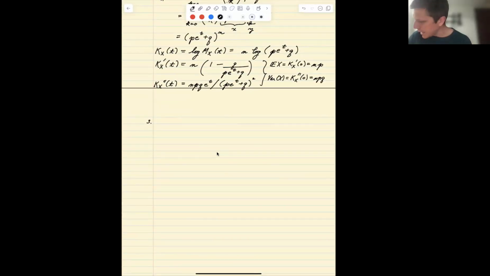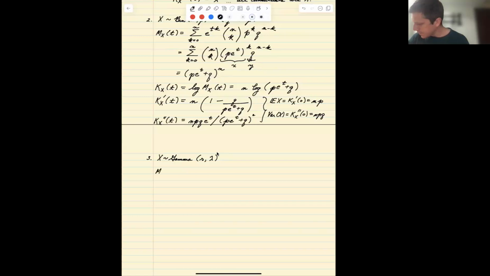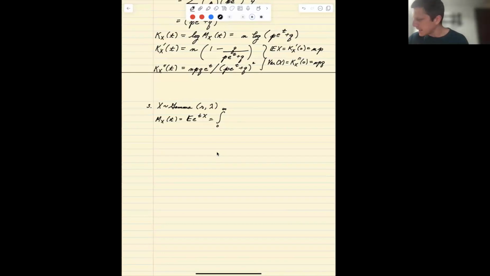For a third example, let X be gamma with parameters r and lambda. So in this case, the moment generating function is the expectation of e to the tX, which is the integral of e to the tx, lambda to the r, x to the r minus 1, e to the minus lambda x, dx, over the gamma function.